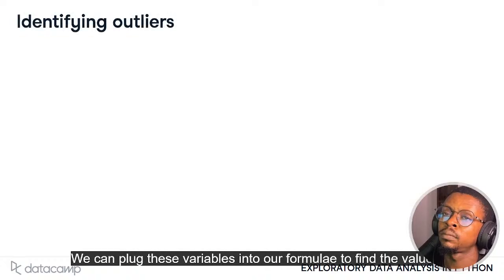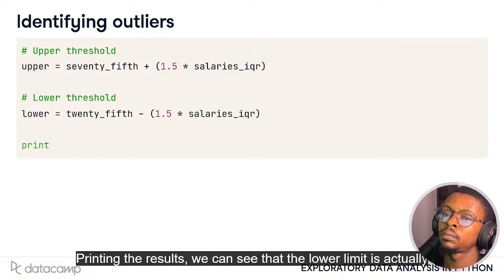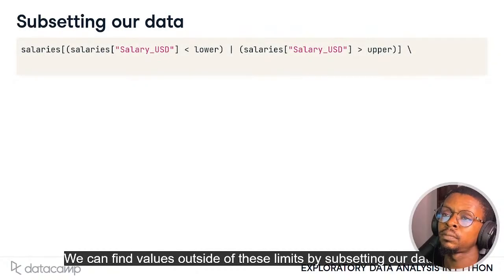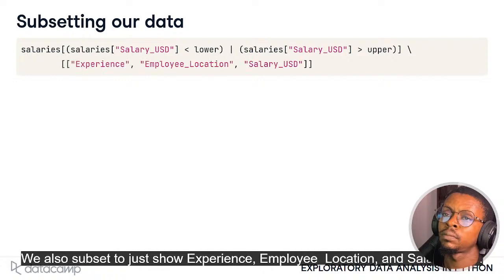We can plug these variables into our formulae to find the value thresholds, first for the upper limit and then for the lower limit. Printing the results, we can see that the lower limit is actually below 0, which isn't possible given we are working with salaries. We can find values outside of these limits by subsetting our data. It will only return upper outliers, but for the purpose of demonstrating the syntax, we've also filtered for values below the lower threshold. We also subset to just show experience, employee location, and salary USD.